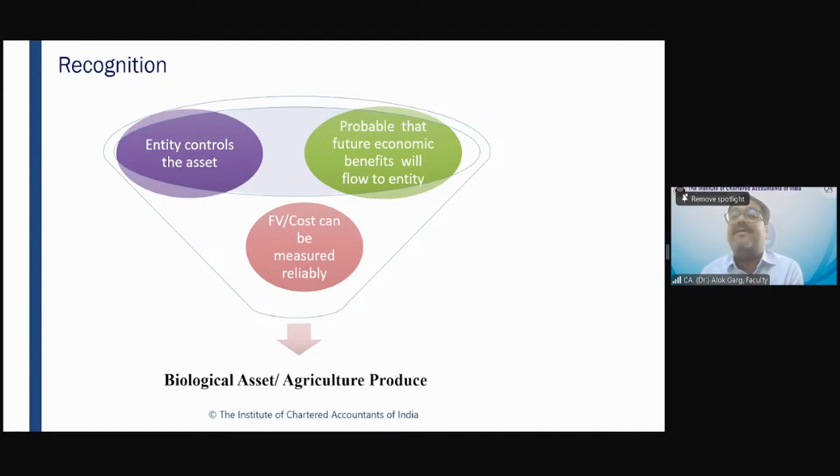And the third condition: the entity controls the asset. Control must be there. Why is this third part important? Let's say there is a street dog who is always sitting at the gate of a company, and the company is giving milk and bread to the dog, and the dog ensures that no trespasser will enter into the company's premises. Now tell me whether future economic benefit is probable from the dog.